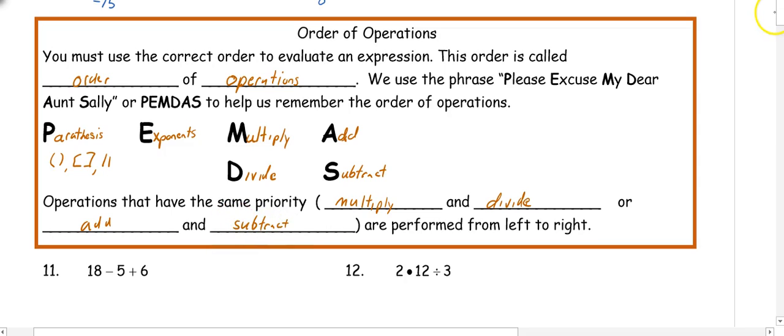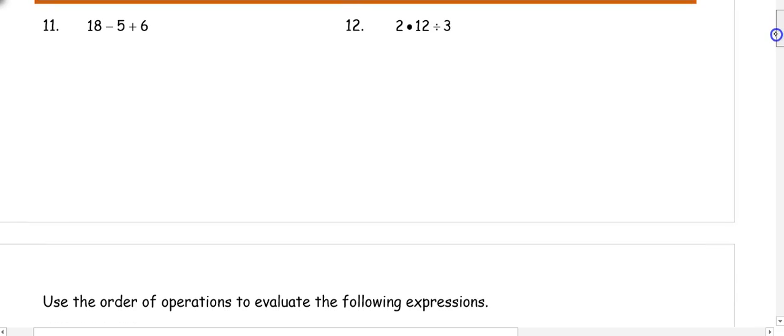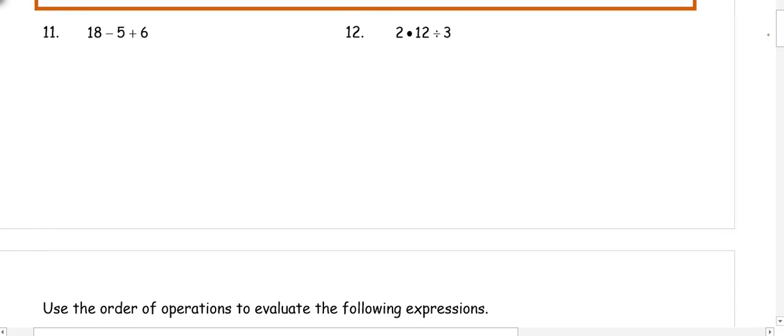So let's look at the left to right rule with a couple examples. So in number 11, we have 18 minus 5 plus 6. So the first operation we come across is subtraction. So we're going to do 18 minus 5, which gets us 13, plus 6, gets us 19. You have to do it in the order from left to right. Number 12, the first thing we come across is multiplication. So 2 times 12 is 24. And then divided by 3 gets us 8.